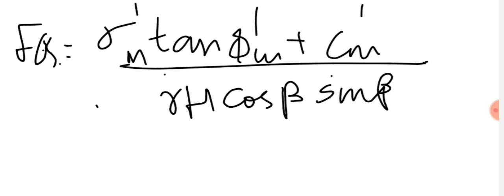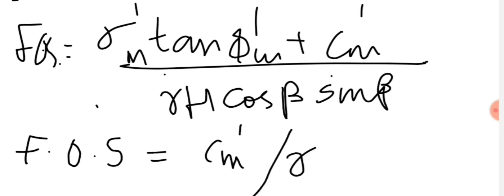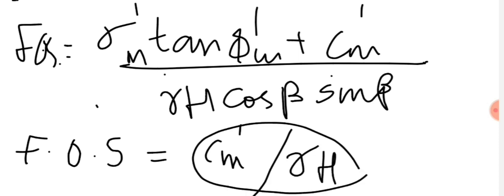Now suppose it is purely cohesive soil. That is, for purely cohesive soil, there is no friction. No friction means phi is 0. So in such cases, we have this factor of safety reduced to Cm divided by gamma H.